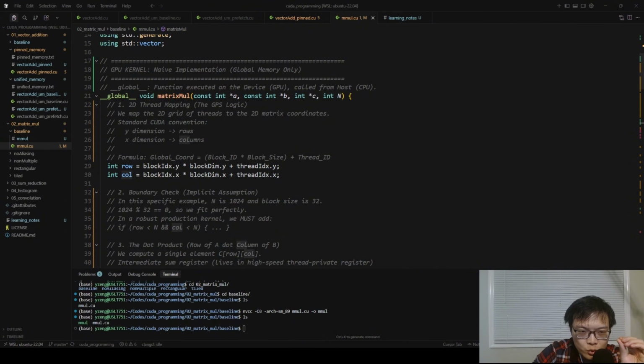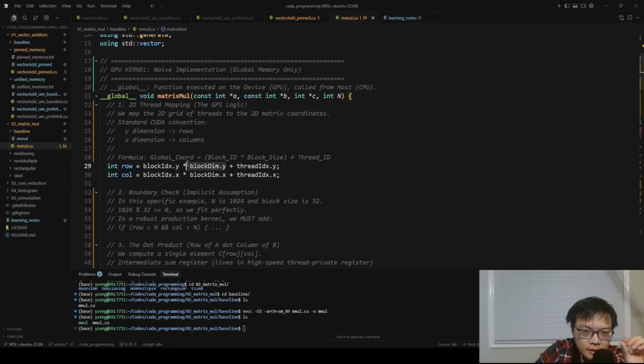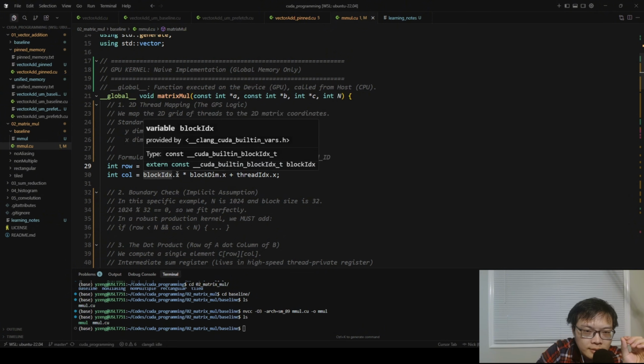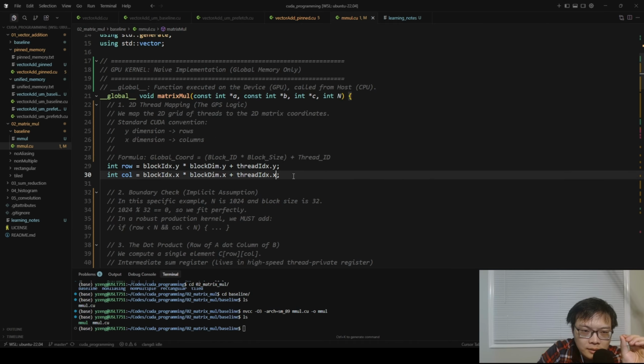Now, let's zoom in. For each row, we use blockIdx.y times blockDim.y, which, as we said, is 32, plus threadIdx.y. And for the column, we use blockIdx.x times blockDim.x plus threadIdx.x. So one way to memorize it: X for column, Y for row, right?